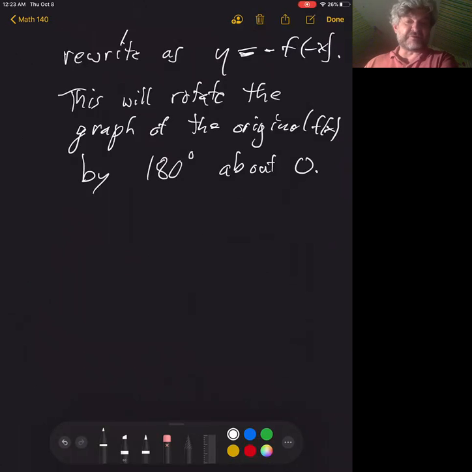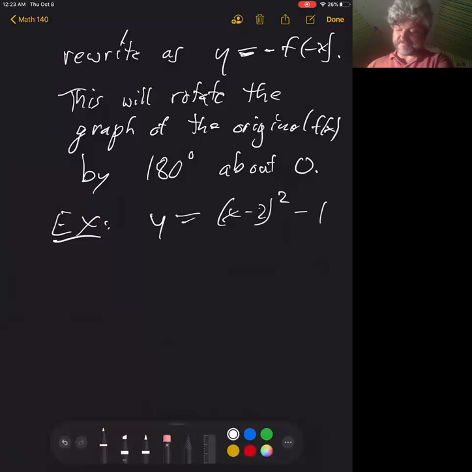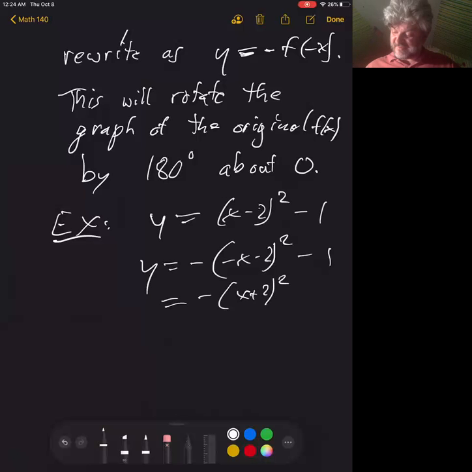See if you work with our old trusty example. y is x minus 2 quantity squared minus 1. Do those two flips and you get y is negative x minus 2 quantity squared minus 1. Of course, you can rewrite this if you want as x plus 2 quantity squared. And I see that I forgot one crucial parenthesis, namely, better use brackets here.